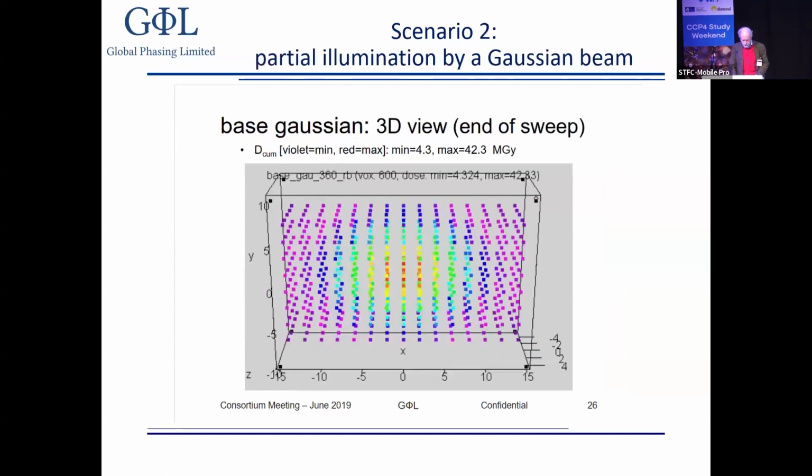If you now have a bigger crystal with a Gaussian beam, so that the dose will vary from 40 and some megagrays in the center down to 4 in much of the rest of the crystal, you have this problem of non-uniform damage, non-uniformly illuminated.